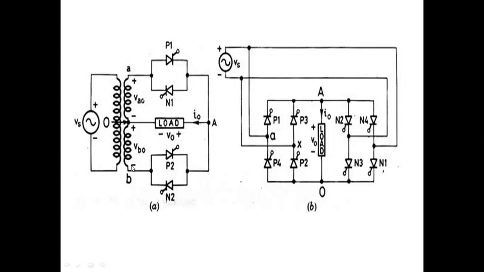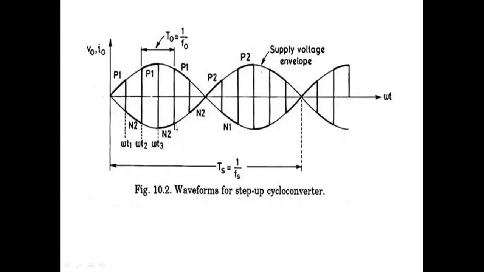Now how will the current flow? Minus to plus, load, N2, again negative, positive, load. When P1 is on, what is the current direction? This is the direction in the load. When N2 is on, what is the current direction? In this direction. Current direction in the load is changed. Since the current direction in the load is changed, the polarity is changed.